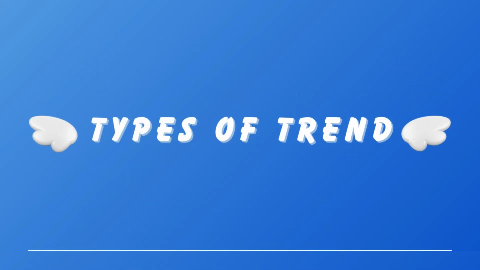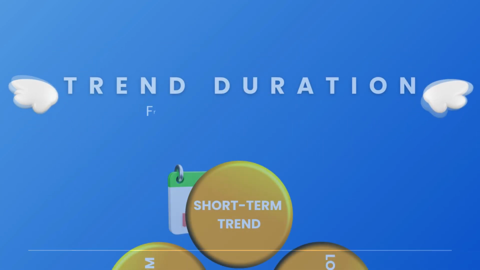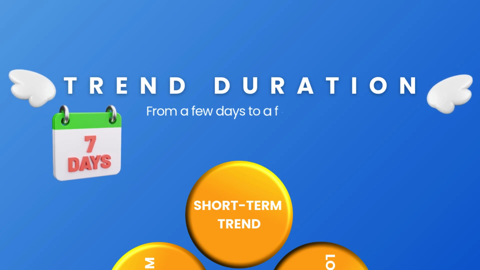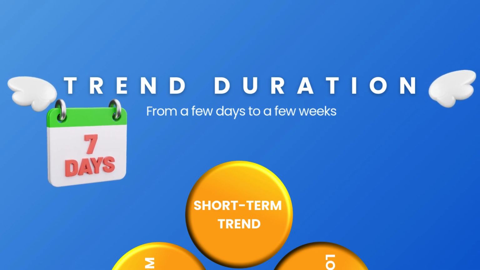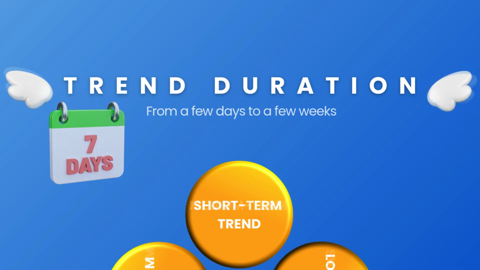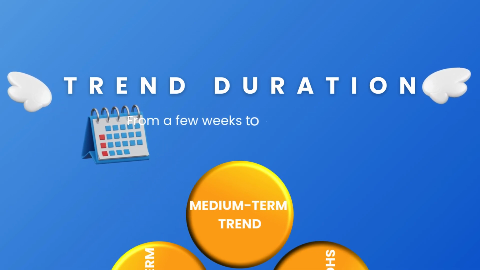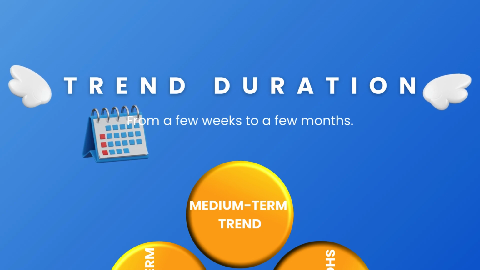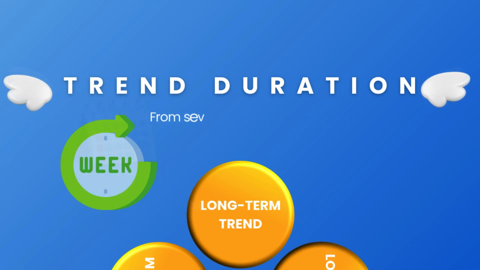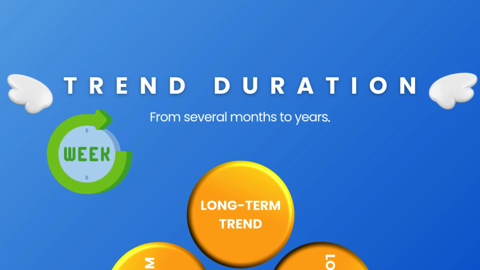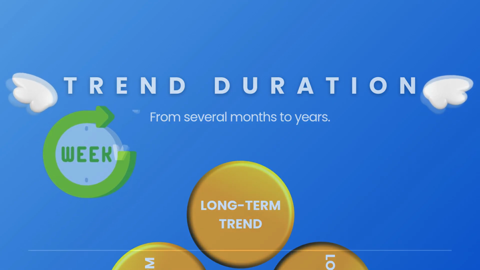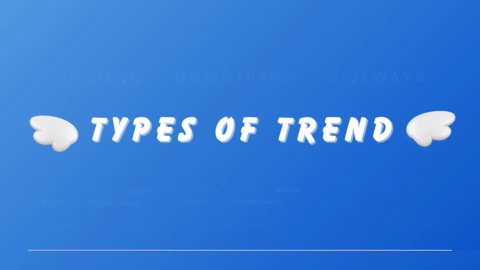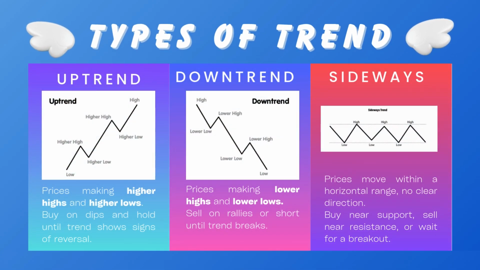Trends can be classified in two main ways, by duration and by direction. By duration, there are short-term trends, which last from a few days to a few weeks, medium-term trends lasting from a few weeks to a few months, and long-term trends which span several months to years. By direction, trends are categorized into three types: uptrend, downtrend, and sideways.